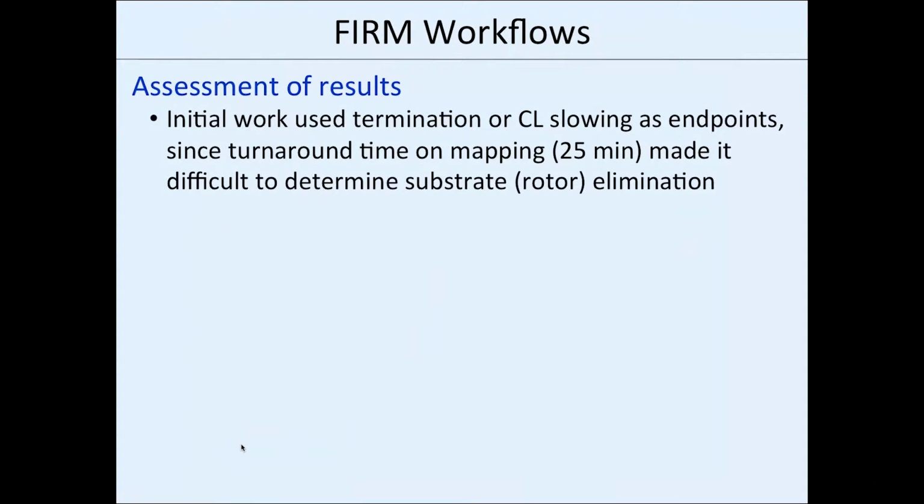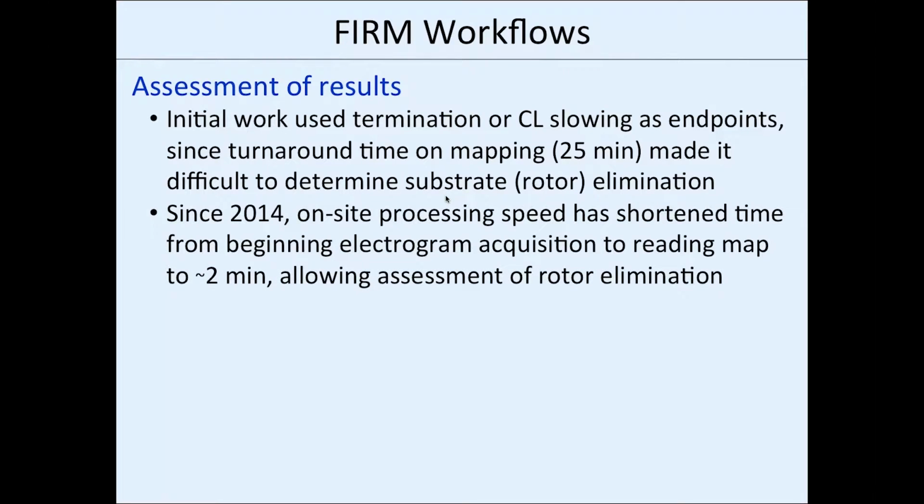When we're in the midst of the procedure and doing our mapping, how do we assess the results? The initial work in firm mapping used either termination of the arrhythmia to flutter or even sinus rhythm in many cases, or cycle length slowing as the endpoints. Because of the very long turnaround time, we had to have some way of saying whether we've done something or not. We couldn't reliably use elimination of the source because of this 25-30 minute turnaround time.